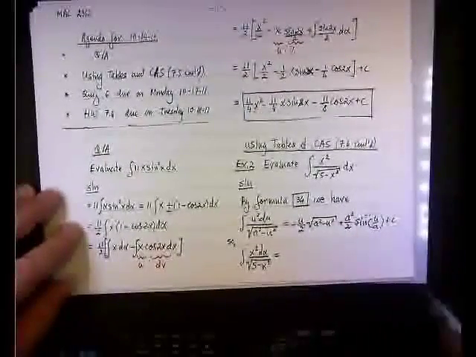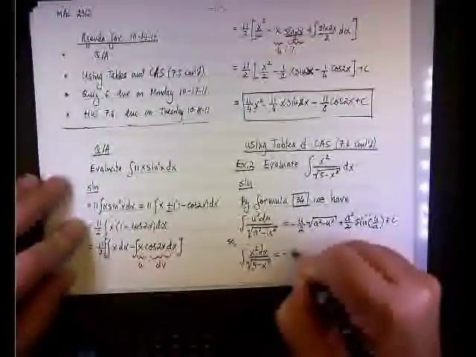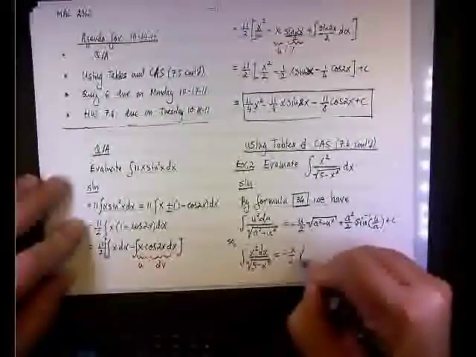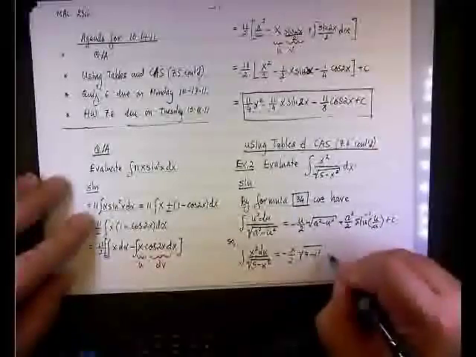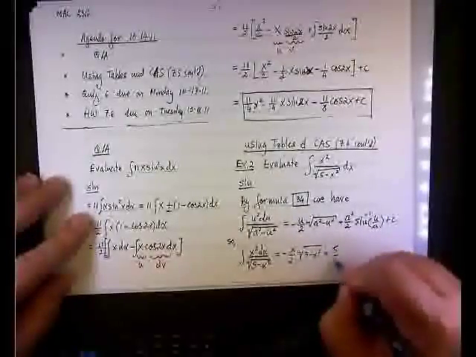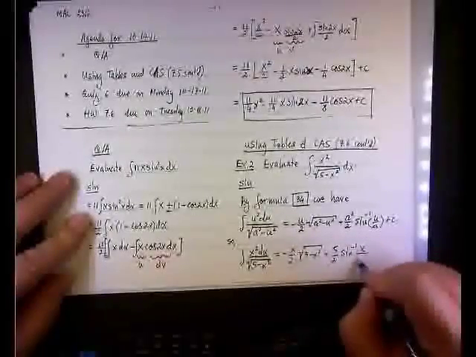So we know how we arrive at this integral. So now we have negative x over 2 times the square root of 5 minus x squared, plus 5 over 2, or 5/2, the inverse sine of x over the square root of 5.